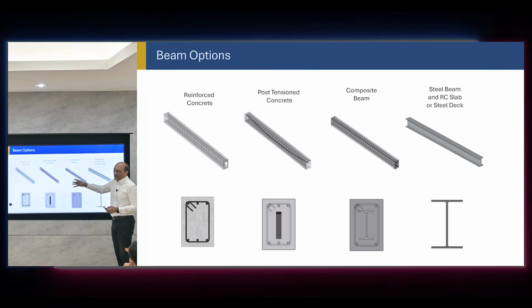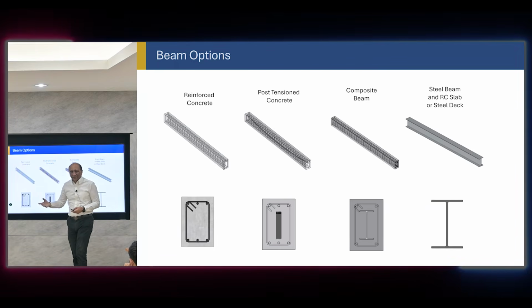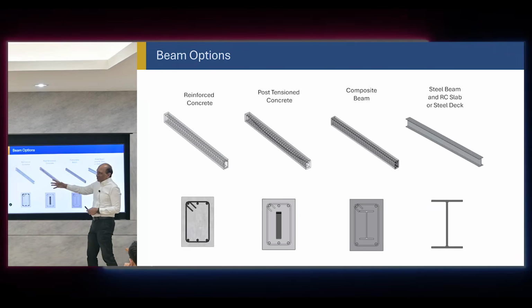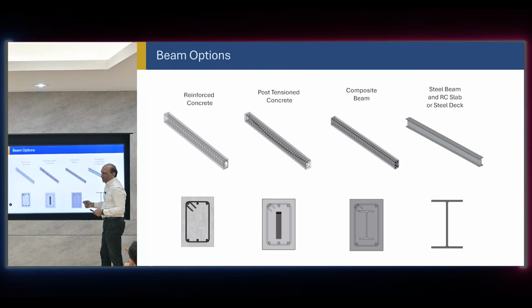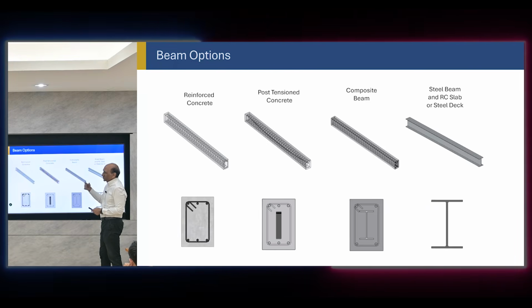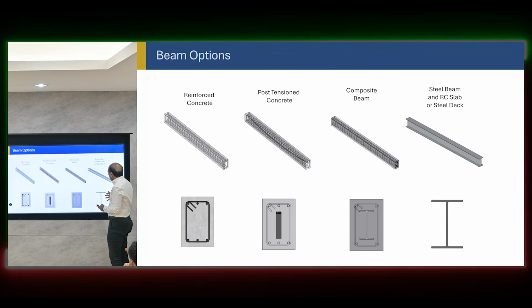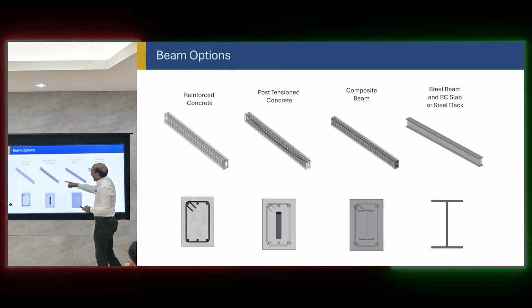Choosing between them, first of all, we have to choose a system. Are we going to use beams or no beams? If you choose the beams, then what kind of beam? What kind of section, what kind of material will we use? All of them have very different impact on construction, cost, sustainability, and everything. And currently, people are favoring steel beams or composite, sometimes composite and post-tension.